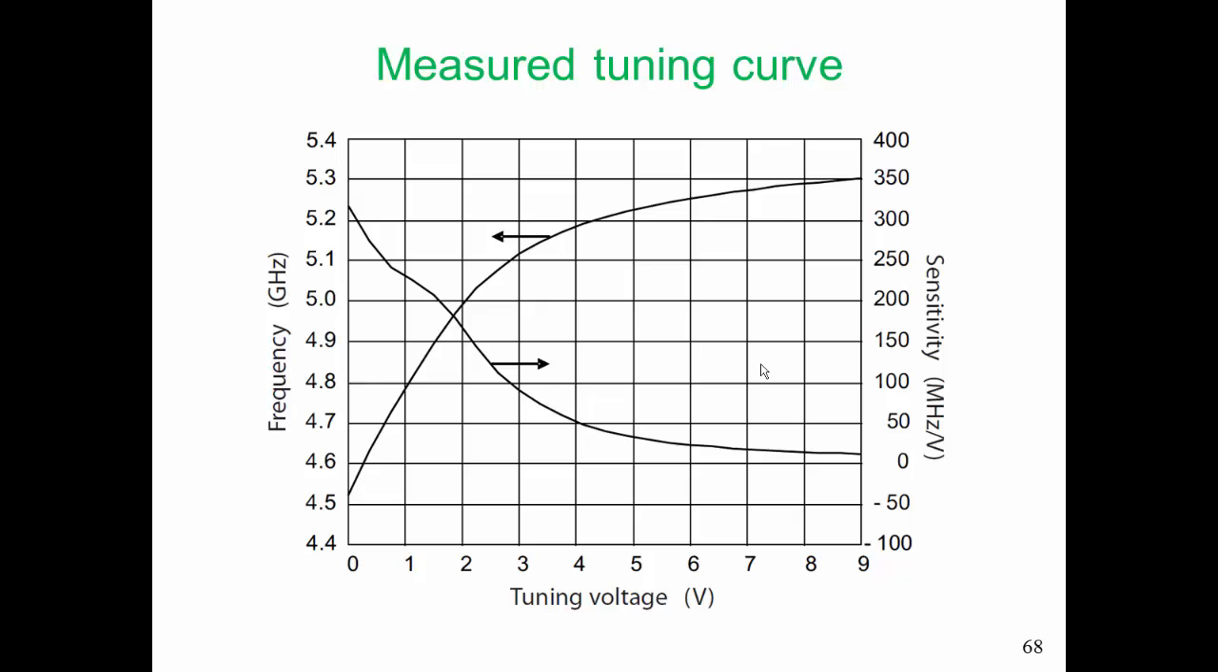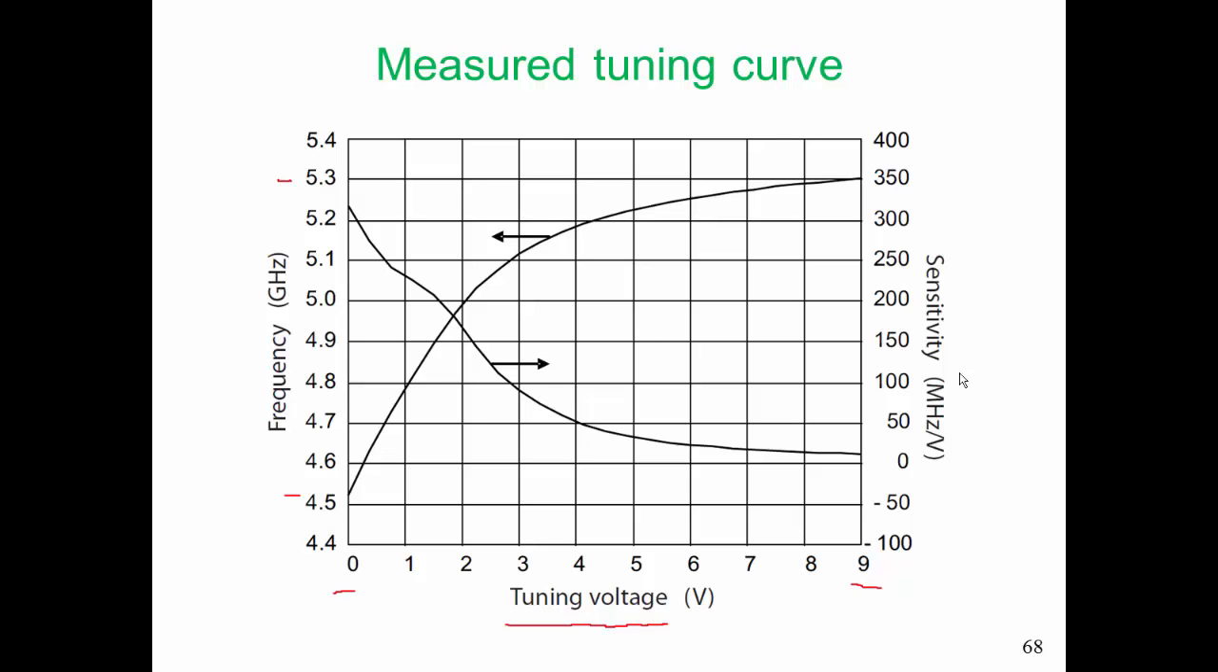Here is our measured tuning curve, as it is called. Our tuning voltage is at the bottom here. This is the voltage that's applied across our varactor diode. We can vary that from 0 volts up to 9 volts. Our oscillation frequency varies from just a little bit over 4.5 gigahertz up to 5.3 gigahertz.